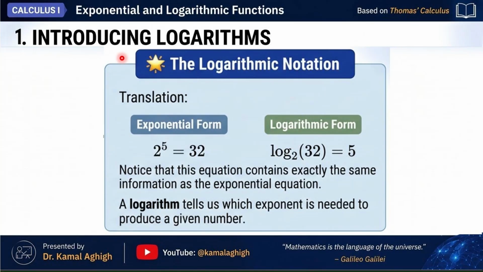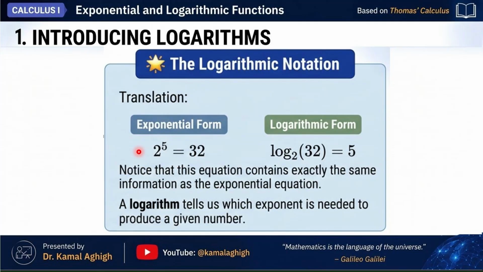Suppose we know that 2 to the 5th power equals 32. This equation tells us that if we raise 2 to the 5th power, we obtain 32. But now let's ask a different question. Instead of asking what is the value of 2 to the 5th power, suppose we ask to what power must we raise 2 in order to obtain 32? The answer is, of course, 5.